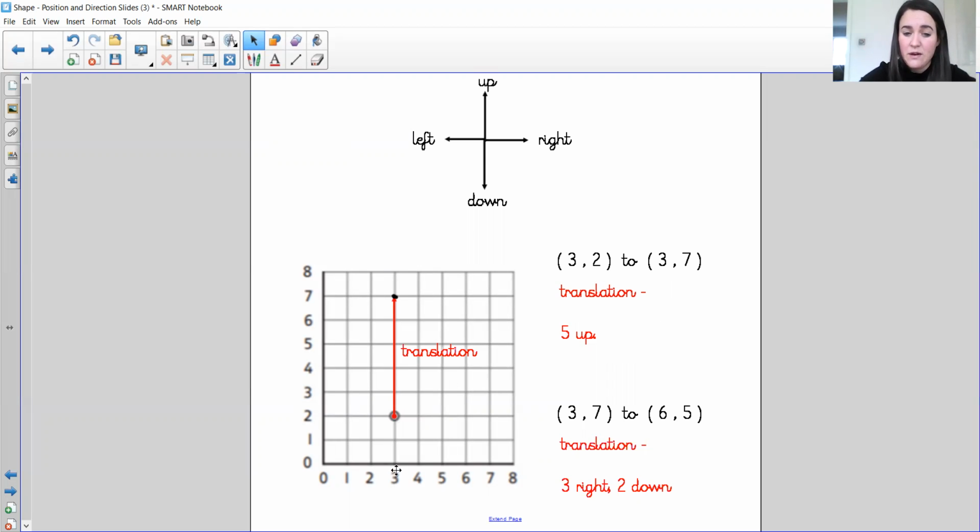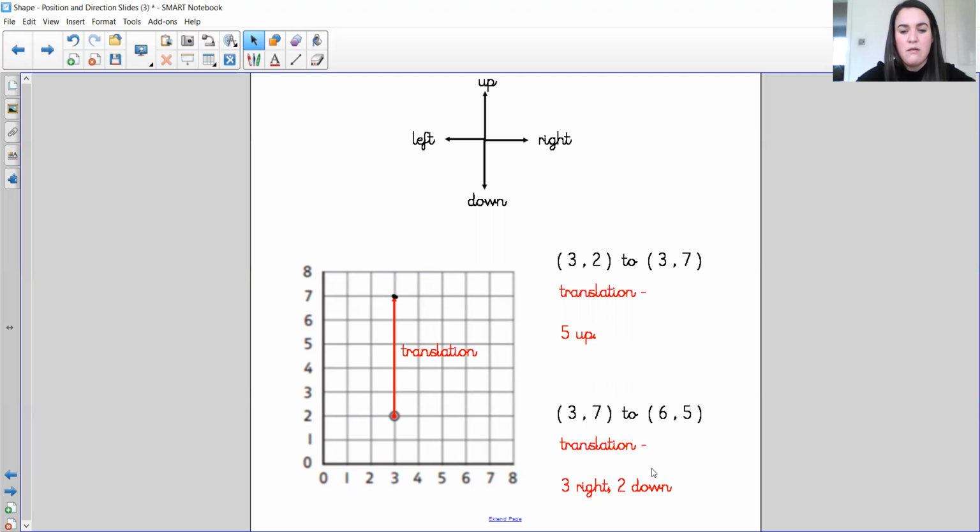So for example, if I start from 3, 2 and I want you to move to 3, 7, the translation between those two coordinates is 5 up, because I have moved 1, 2, 3, 4, 5 squares up. This arrow in red that I am describing is called the translation. It is the movement between this coordinate and this coordinate here.